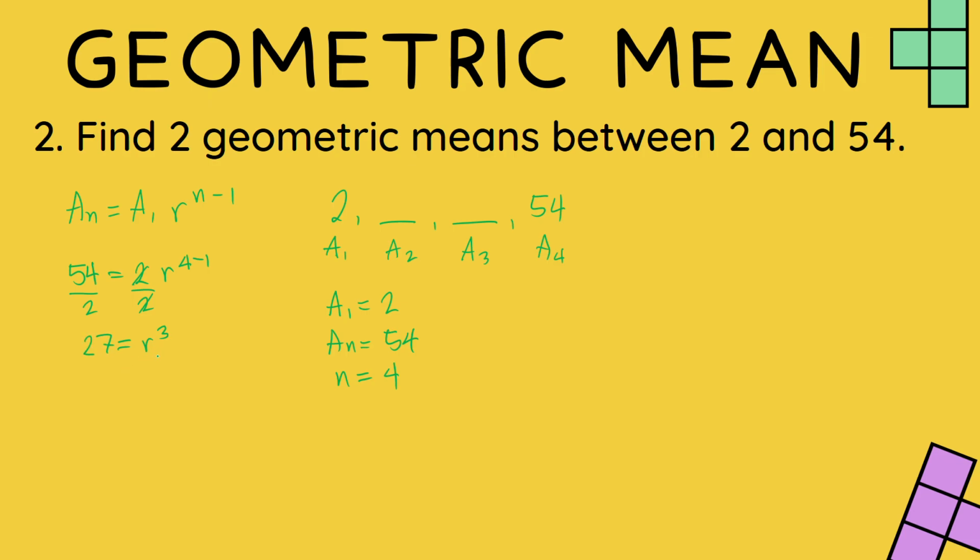So we are now going to get the cube root, because this is already cubed. Okay. Do not forget the index there. So the cube root of 27 is 3.